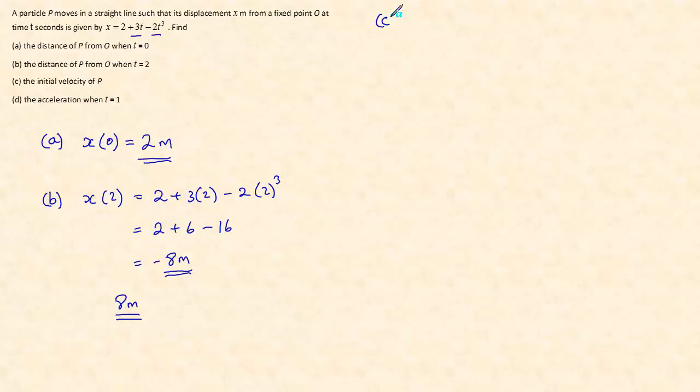Now in part C we want the initial velocity of P, so initial means at the beginning, therefore t is 0, and to go from displacement to velocity we differentiate. So the 2 disappears and then we're going to get 3, take away 6t squared. So v of 0 is equal to 3 meters per second.